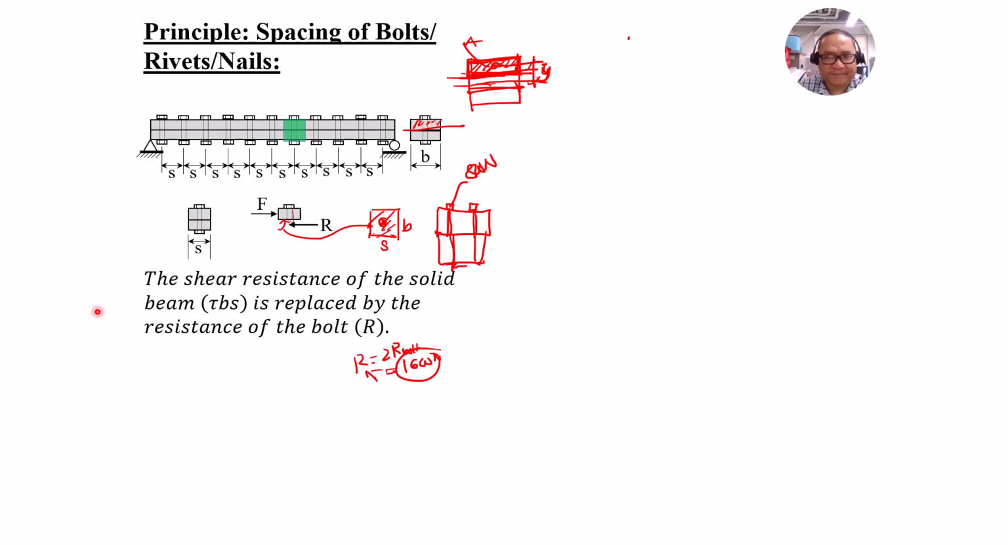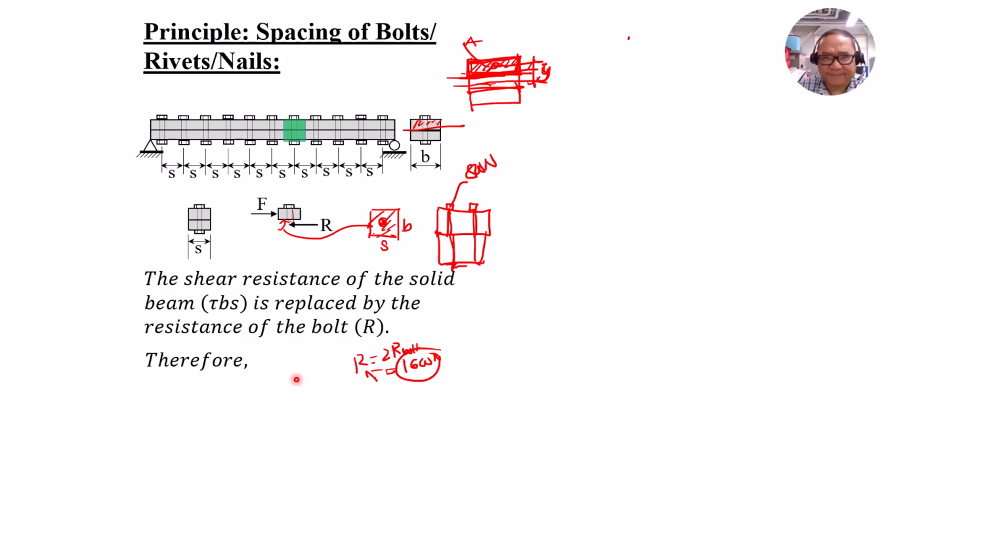So from the fact that the shear force is equal to the maximum shear stress at the plane where sliding takes place times the shear area, which is equal to B dS from the figure, it is replaced by the resistance of the bolt R. So if there are two bolts in a row, then that resistance per bolt should be multiplied by 2, just like this. So if R is 800 newtons per bolt, then the total resistance should be 1,600. This is just the demonstration.